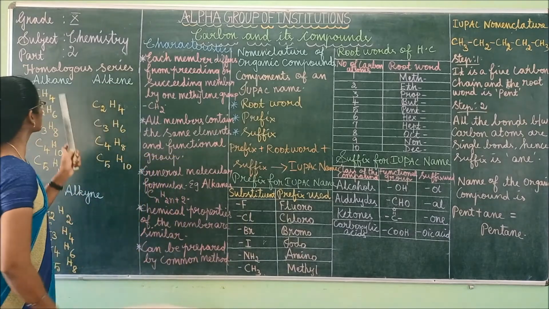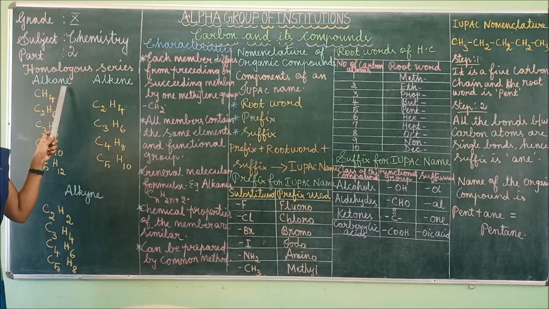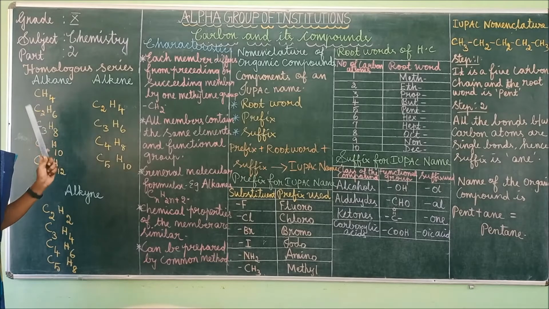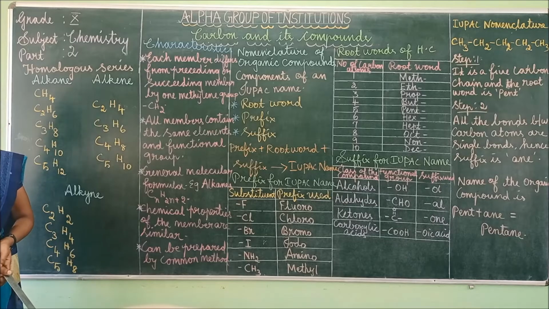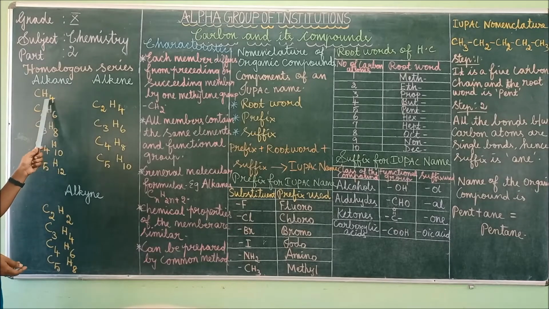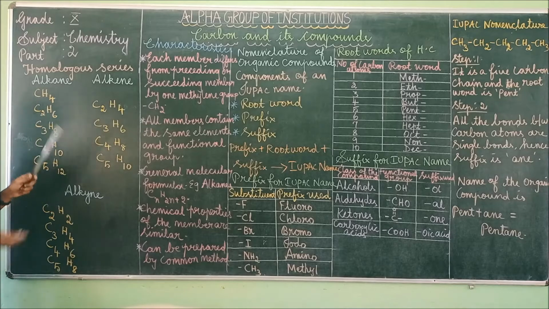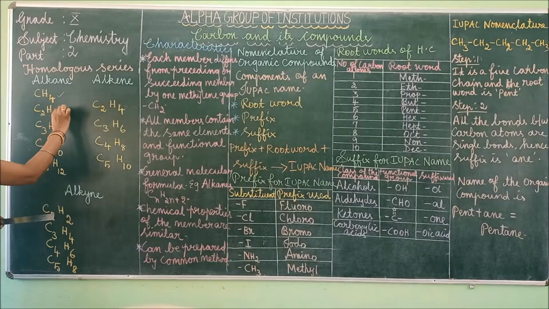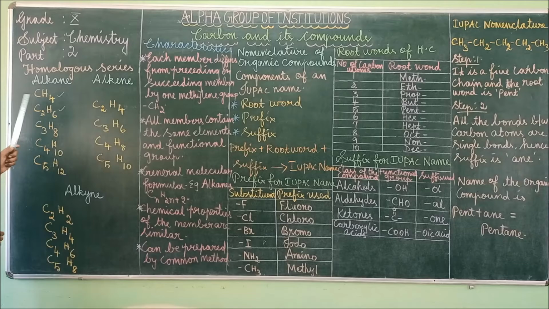Okay, look at this one. This is alkane. What are the examples we saw for alkanes? Methane, ethane, propane, butane, pentane. Five examples we saw already. First one, if you take methane, what is the formula of methane? CH4. Next one, ethane, formula C2H6. If you take methane and ethane, what is the difference between the carbon atoms? There is a difference of 1 carbon atom.